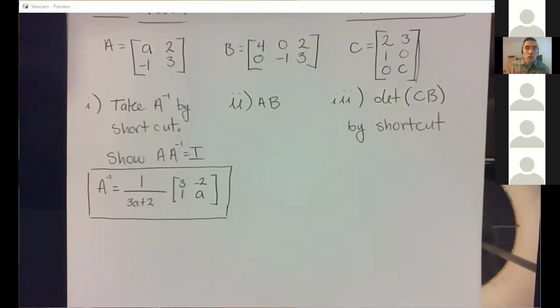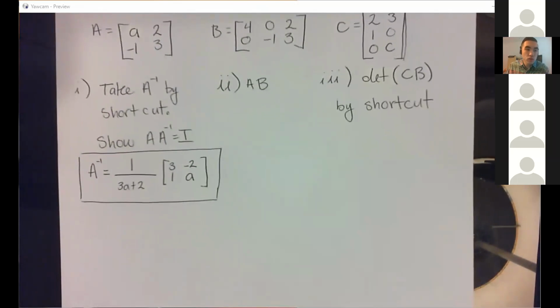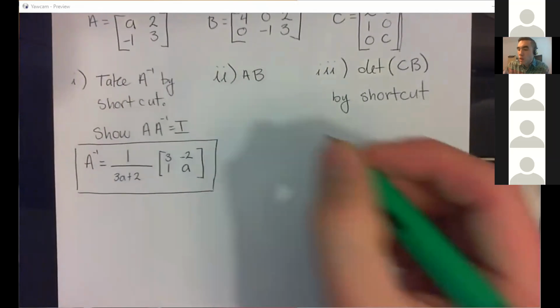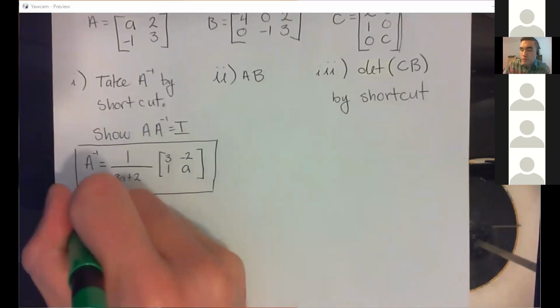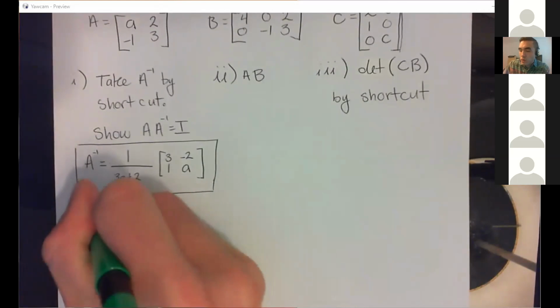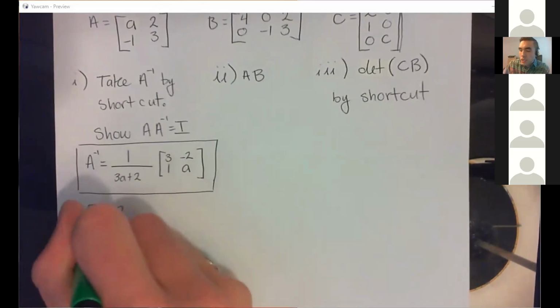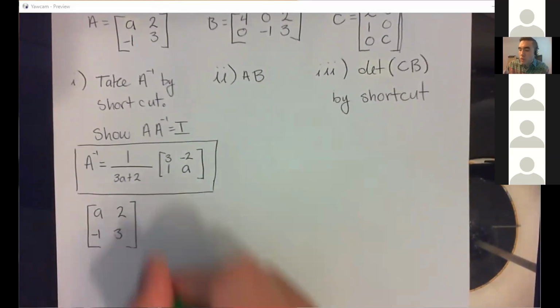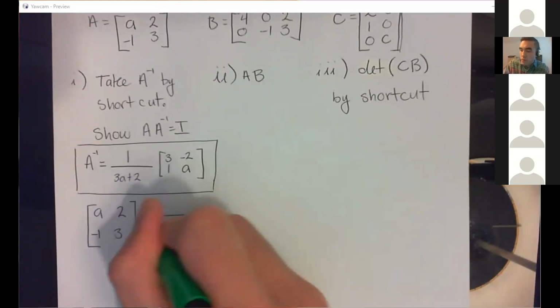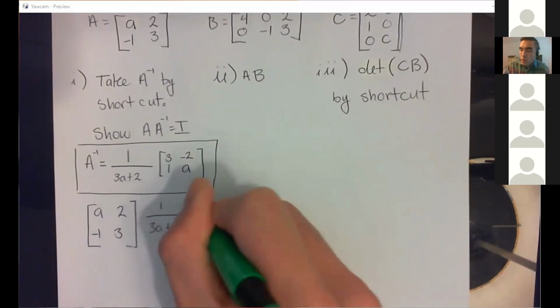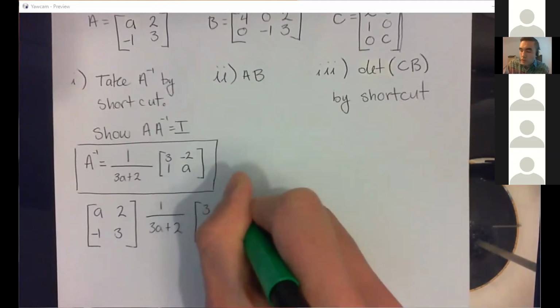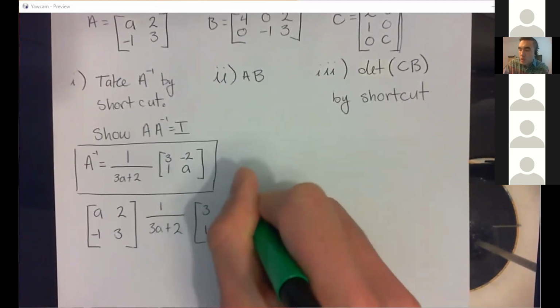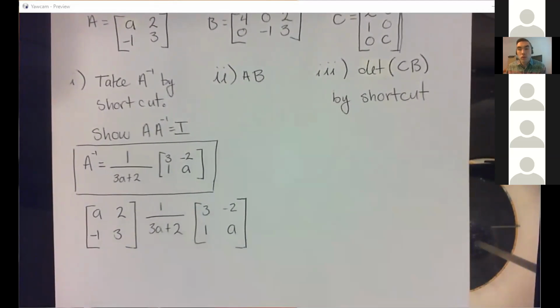And now we need to show that A times A inverse will give us back the unit matrix. So we're going to do A by A inverse, which is going to be equal to the matrix [a, 2; -1, 3], and then we're going to multiply this by A inverse, which is 1 divided by (3a + 2) times [3, -2; 1, a]. Now, it's important to keep in mind that while matrix multiplication is not commutative, scalar multiplication is.